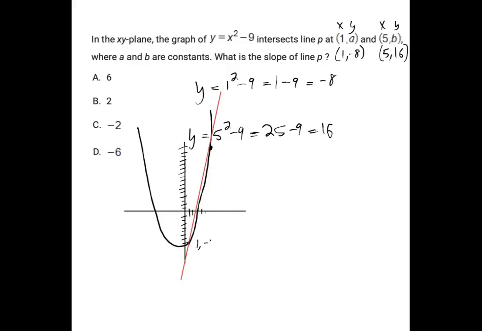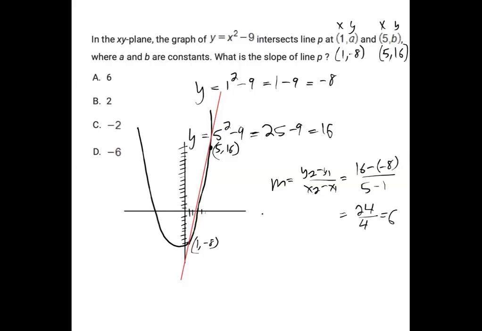So from 1, -8 to 5, 16, we can use our slope formula, y2 minus y1 over x2 minus x1, and that would be 16 minus -8 and 5 minus 1. So 16 plus 8 is 24. 5 minus 1 is 4. And the slope is going to be 6.